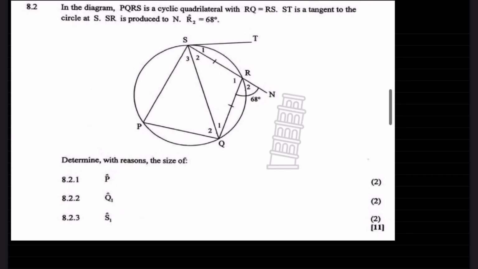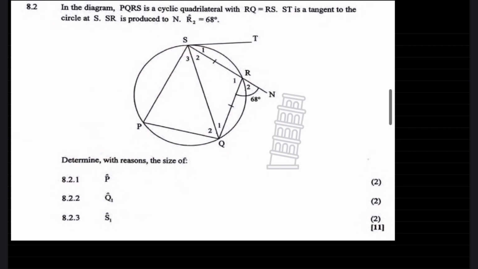Hello, welcome back. Today we're going to be looking at some Euclidean geometry questions. The question reads, in the diagram PQRS is a cyclic quadrilateral with RQ equals RS, ST is a tangent to the circle at S, SR is produced to N, R2 is equal to 68 degrees. Determine with reasons the size of angle P.